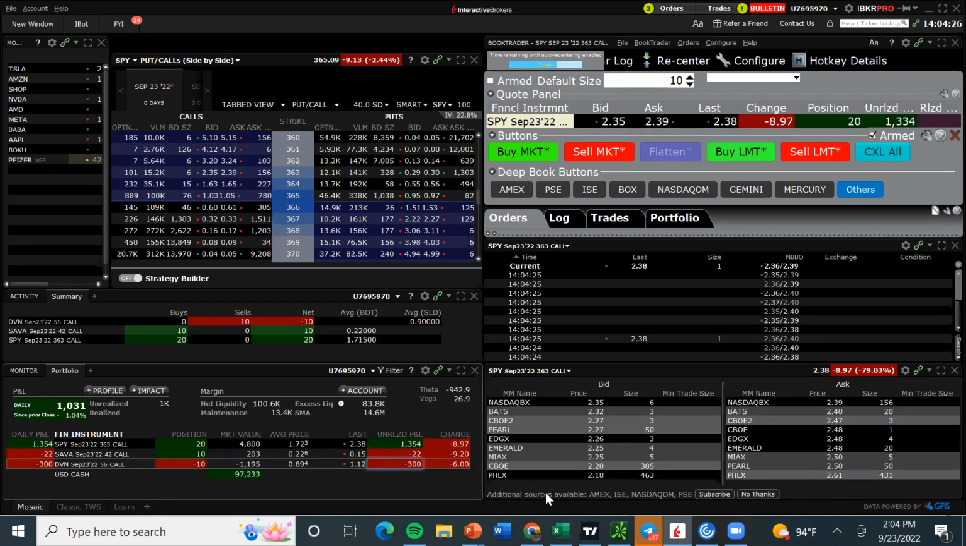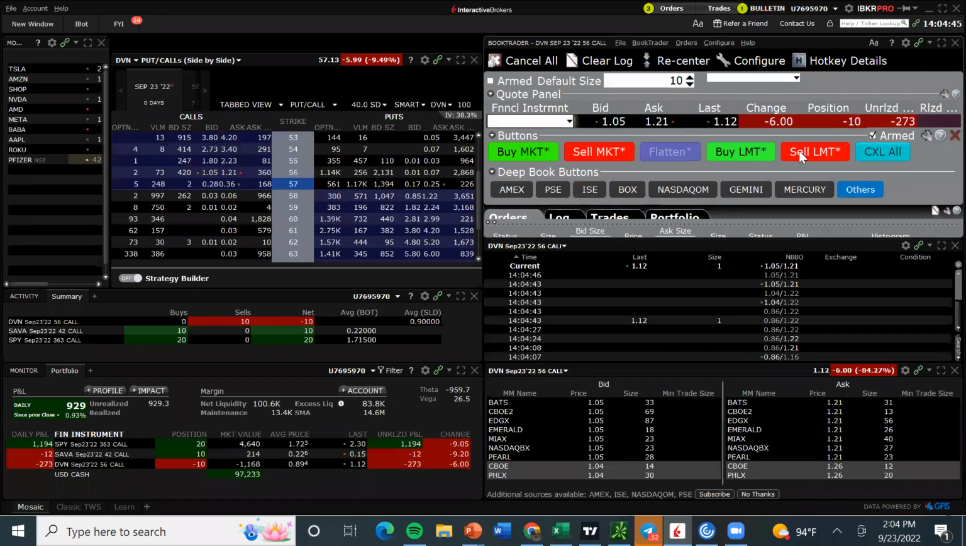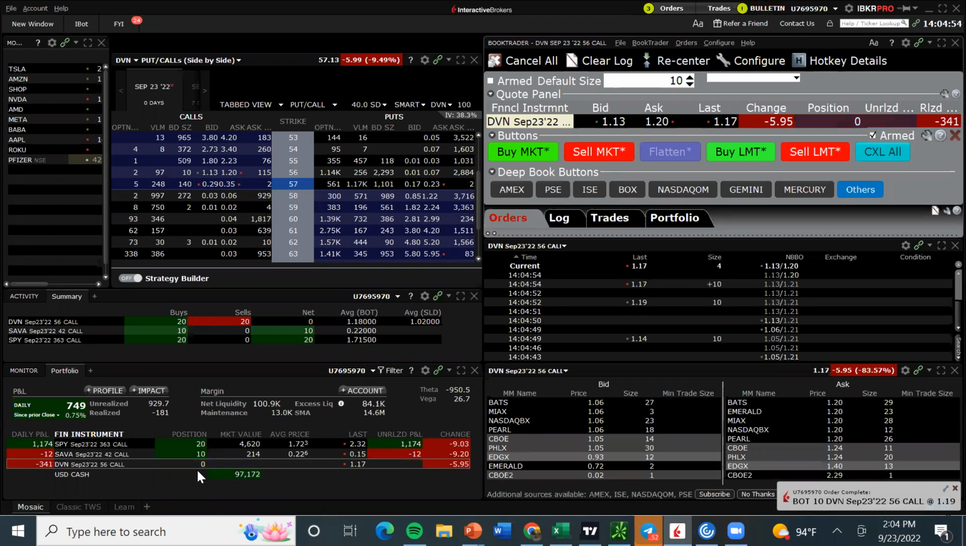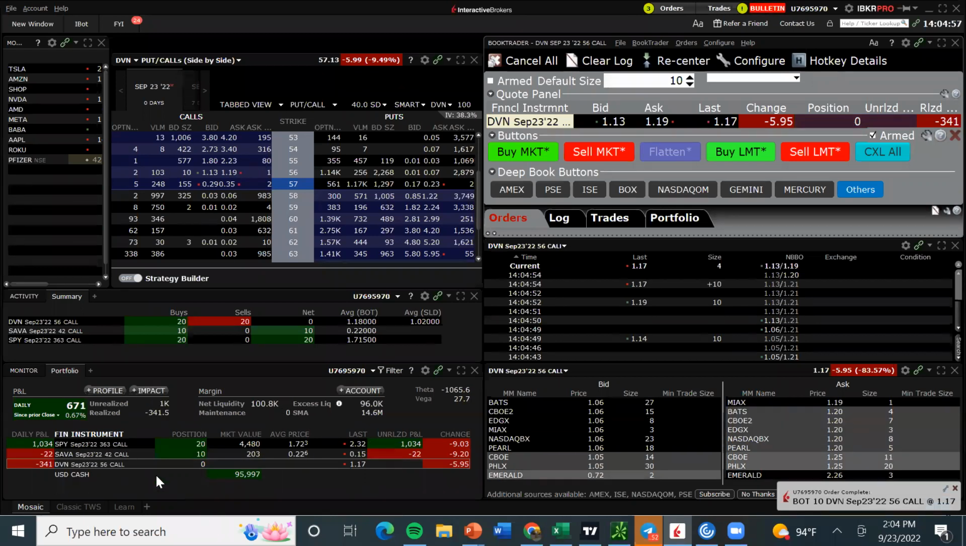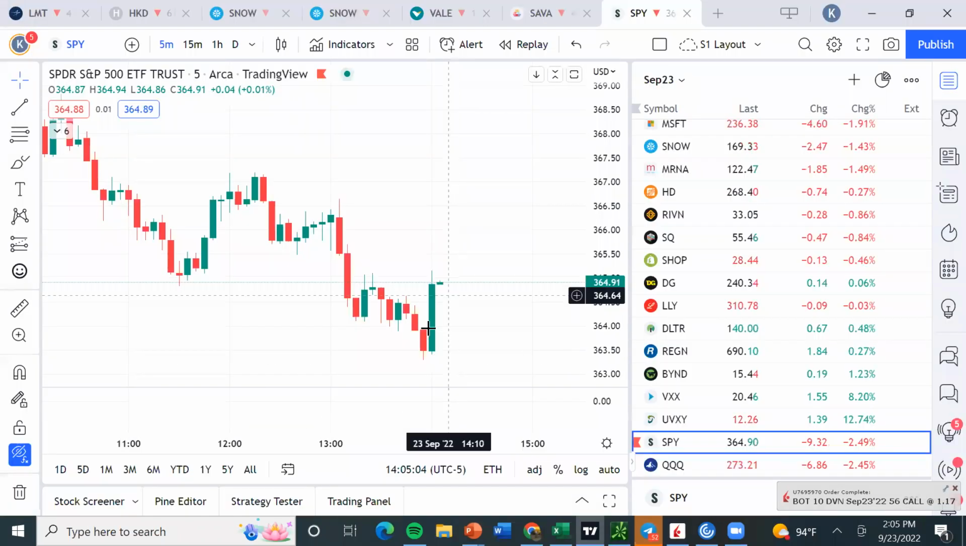We can select this. Right, we can just do sell limit. Oh, sorry, actually, it should be buy limit, because we sold it earlier. Now you want to buy it back and close it, because SPY is very bullish now, right? If you see SPY, see how within 5 minutes it spiked from 363 to 364.9.